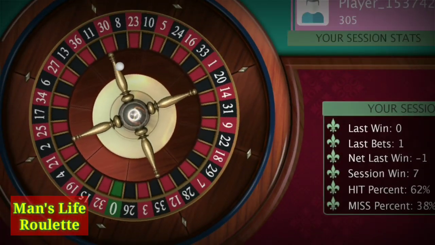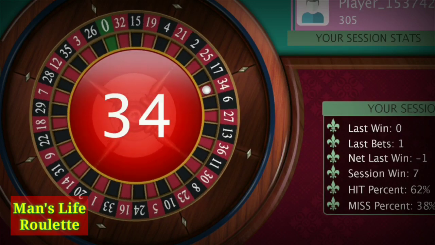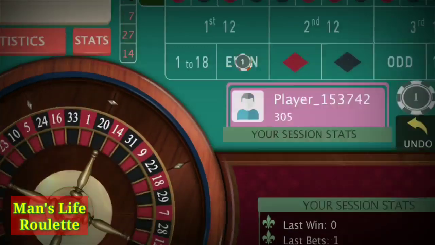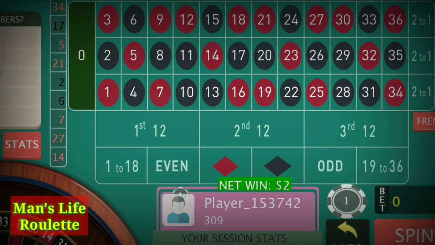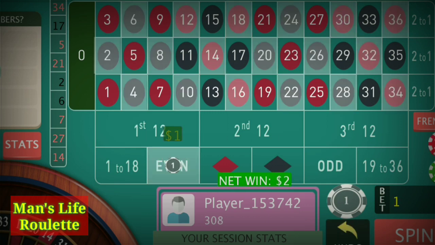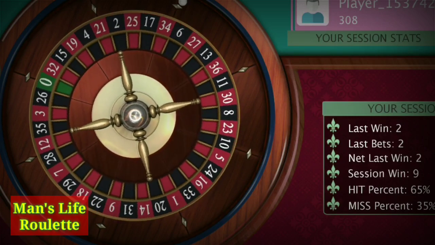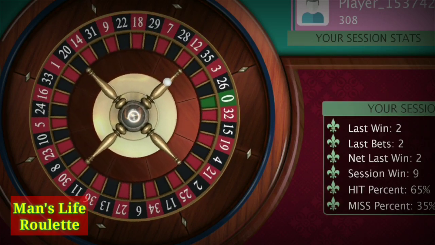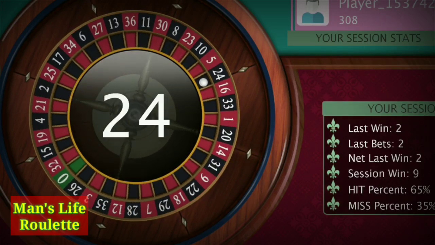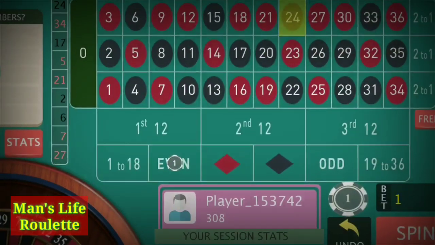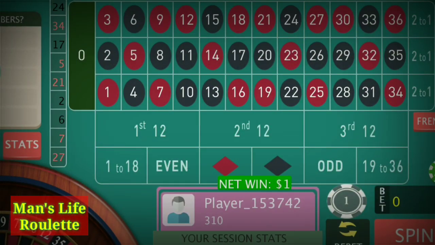I will tell you exactly how it actually works. So I won the 2 unit spin, and now 1 unit. I have just decreased 1 unit and play. It's even number. Now you can see I started the game from $300 and I made a profit of $10.